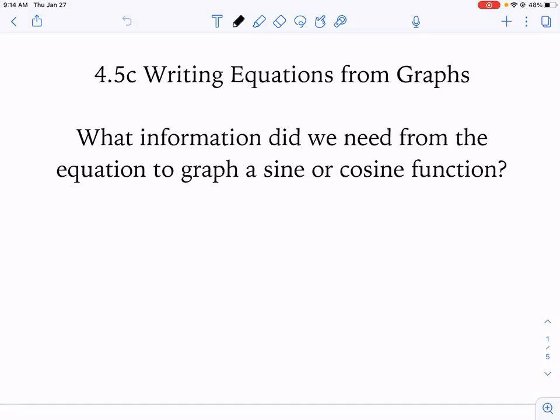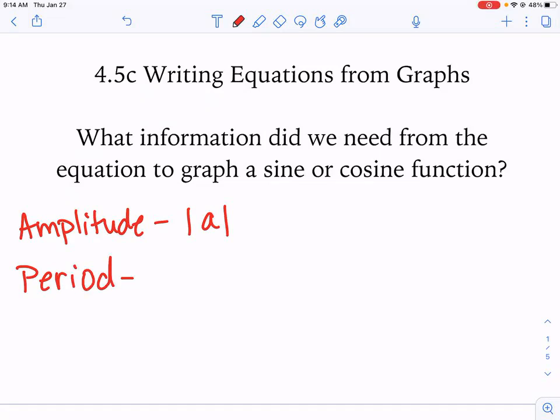Okay, so help me out. When I give you an equation, what information do we need from the equation to actually graph sine or cosine? Okay, we need the amplitude, and we find the amplitude by taking the absolute value of A. Okay. What else do we pick out? Oh, and what's the next thing we usually look for? Okay, how do we calculate the period? Two pi divided by B.